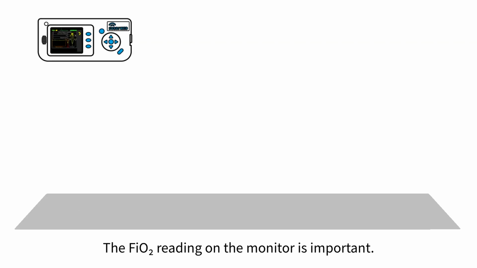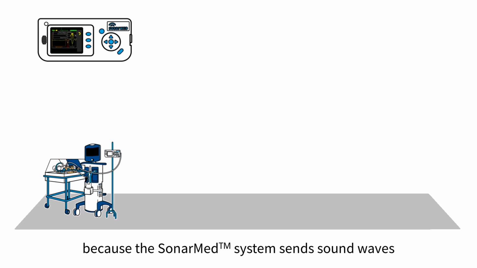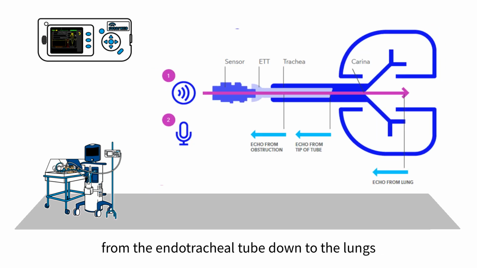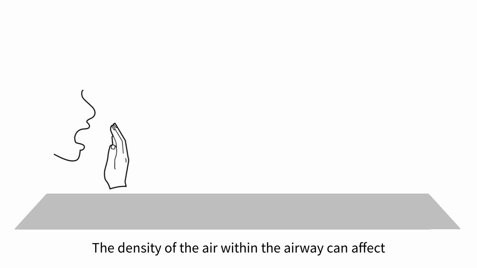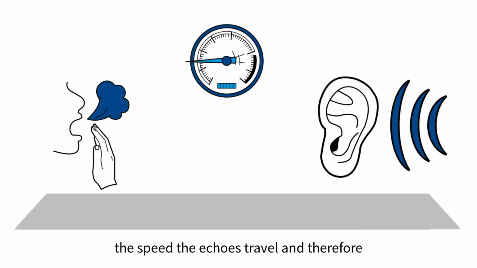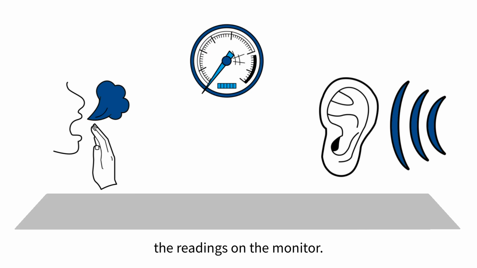The FiO2 reading on the monitor is important. It needs to match the ventilator setting because the SonarMed system sends sound waves from the endotracheal tube down to the lungs and measures the echoes that return. The density of the air within the airway can affect the speed the echoes travel and therefore the readings on the monitor.